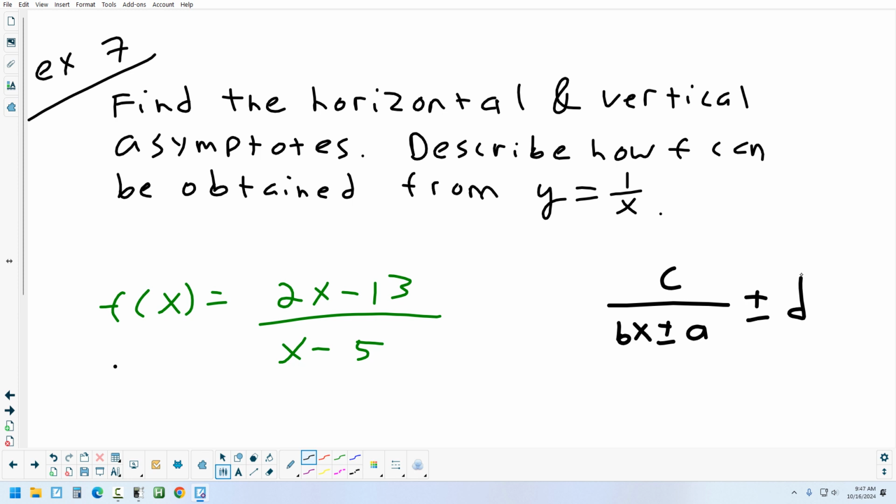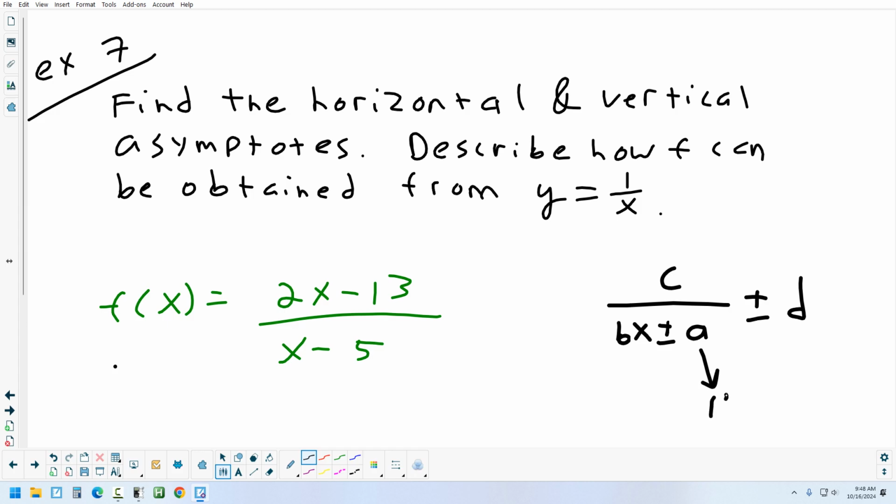Each one of those letters represents one of your shifts and stretches. What does adding inside the function do? Which way, how does that affect your graph? Addition, but it's on the inside. Yep. It shifts your vertical asymptote.